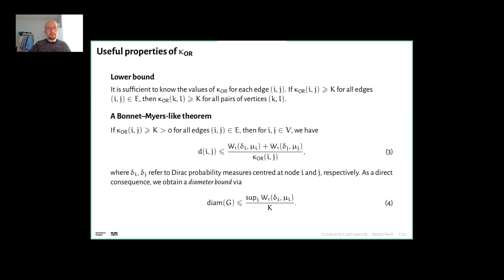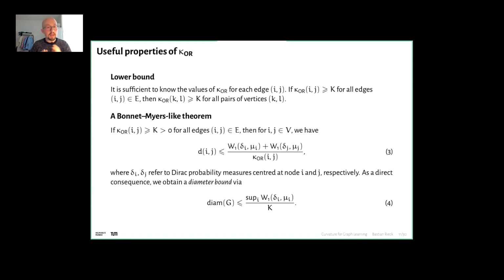Now, let me talk about some useful properties of this curvature notion without giving proofs, of course. The first thing that I find very good about this is that there are certain natural lower bounds. It is sufficient, in fact, to know the values of this Olivier-Ricci curvature for each edge, and then we know that all pairs of vertices are lower bounded by this value. This is already good to know. This means that we don't necessarily have to calculate it for all the pairs.